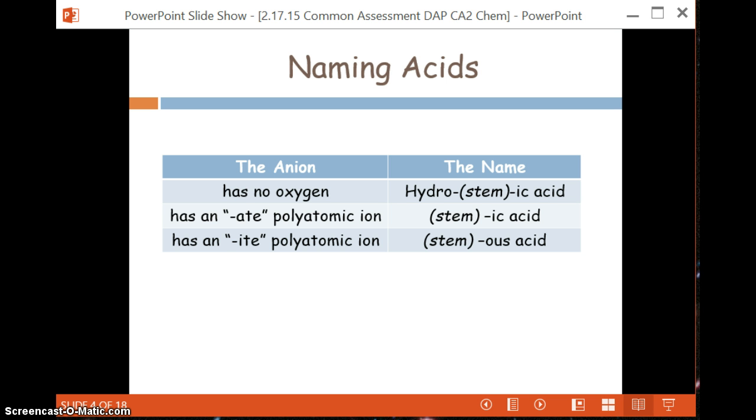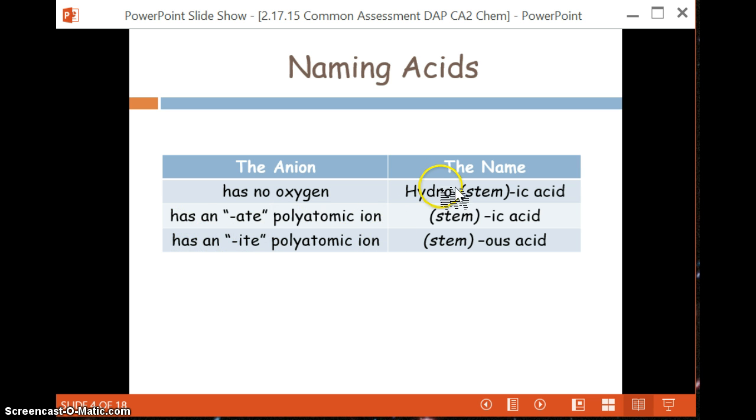The first thing is naming acids. I noticed a couple of you have been struggling with naming acids over the past few weeks, so I thought I'd do a quick review on that. Remember, there are three types of acids. There are acids that have no oxygen, there are acids that have an ATE polyatomic ion, and there are acids that have an ITE polyatomic ion.